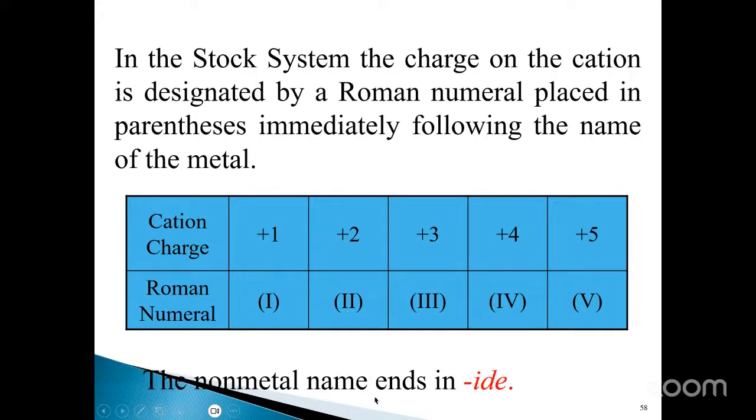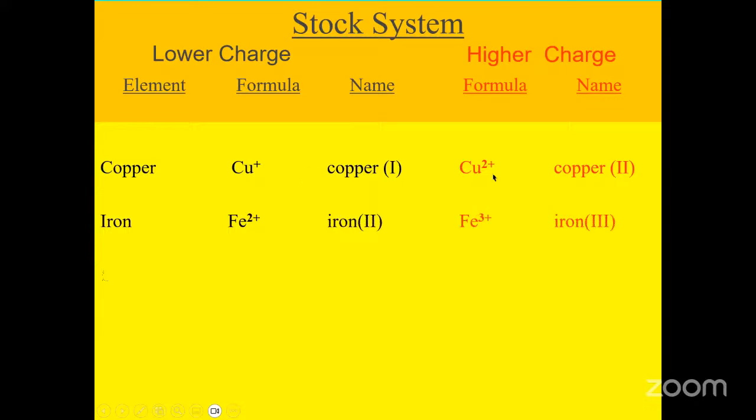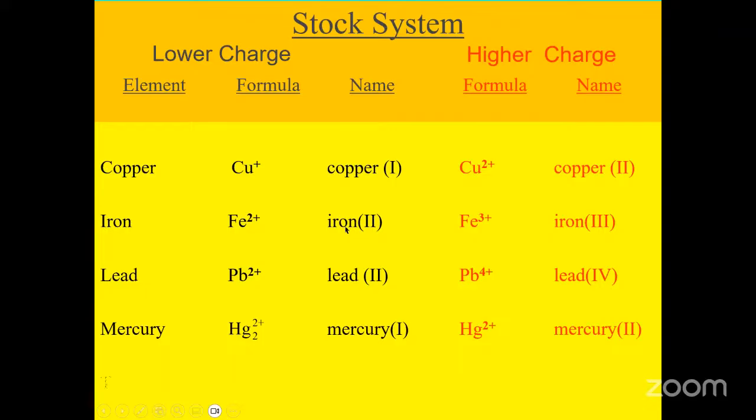Of course, if we're dealing with binary ionic compounds, as we said before, the ending of the name of the compound would be -ide. So this is the stock system here. For copper with the +1 charge, we call that copper(I). But the copper with the +2 charge, we call that copper(II). Iron with the +2 charge, we call that iron(II). Iron with the +3 charge, we call that iron(III). Lead with the +2 charge, we call that lead(II). Lead with the +4 charge, we call that lead(IV), and so on and so forth.